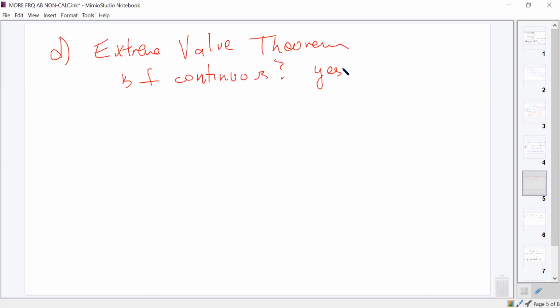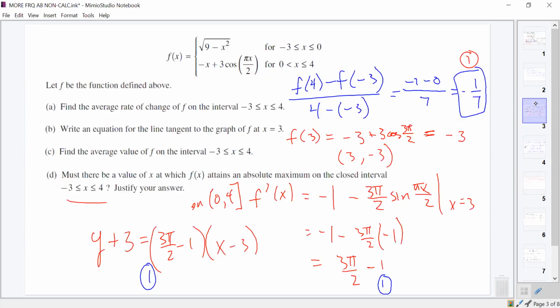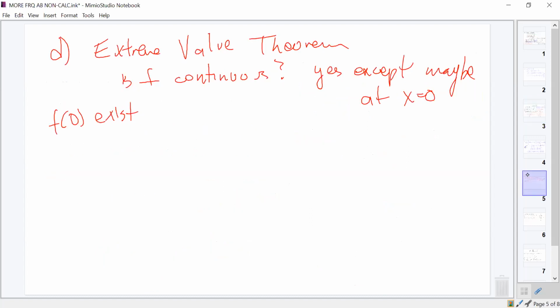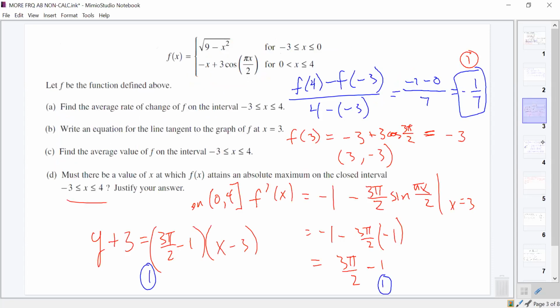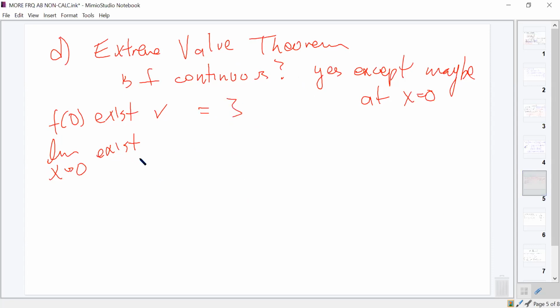So we're going to say, is f continuous? Yes, except maybe at x equals 0. And so for the function to be continuous at a point at 0, f of 0 must exist. Does f of 0 exist? Yep, I can plug 0 into that, right? f of 0 exists. Check. Okay. The limit as x approaches 0 must exist. And in fact, we're going to say that this equals, what does f of 0 equal? 9 minus 0 square rooted, 3, right? Okay. Does the limit as x approaches 0 exist?